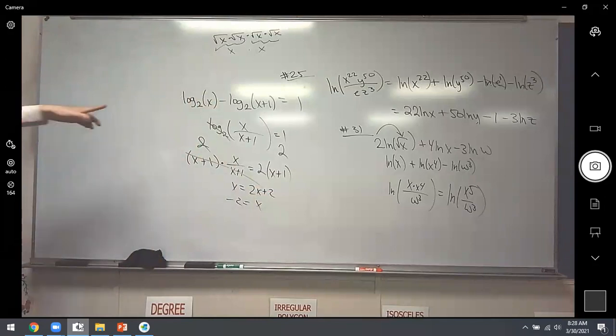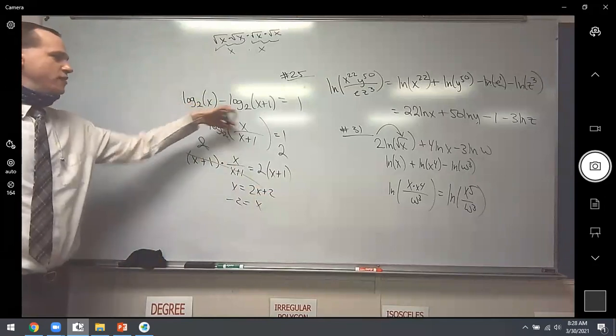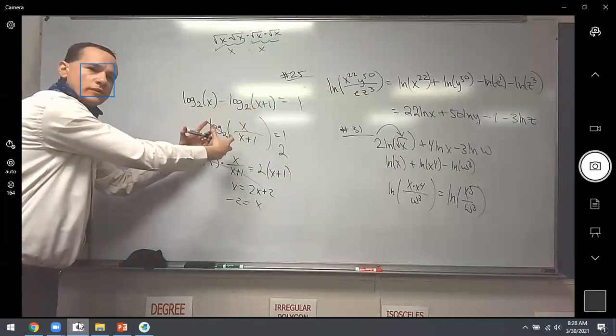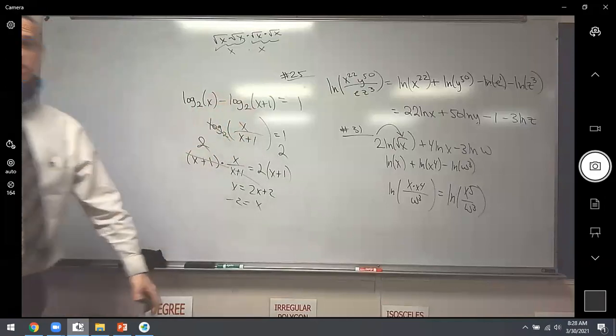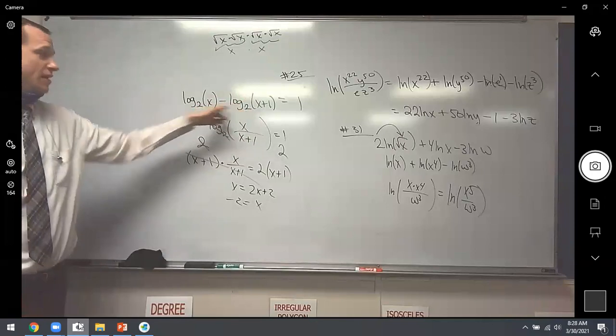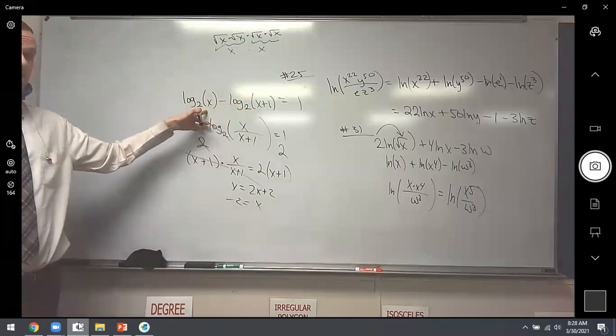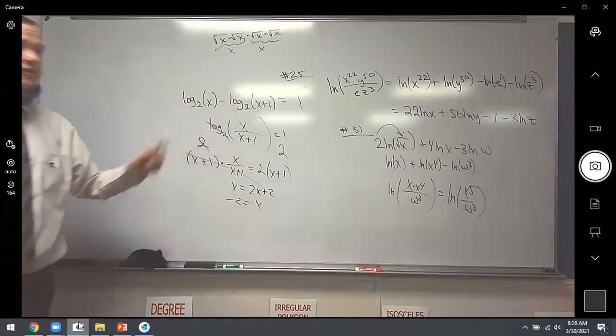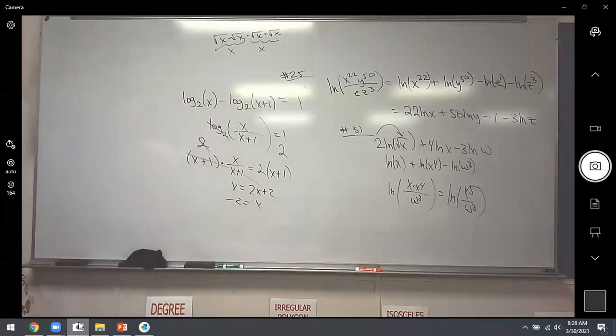So really just keep hitting this idea over and over and over again. If you have logs plus logs or log minus logs, don't be afraid to condense them into a single one. Then you can undo the log. You cannot undo these right now because there's 2 of them. Does that make sense? If there's 3 of them, 4 of them, I don't care. Shove them all into one, and then you can undo it with a relevant base.